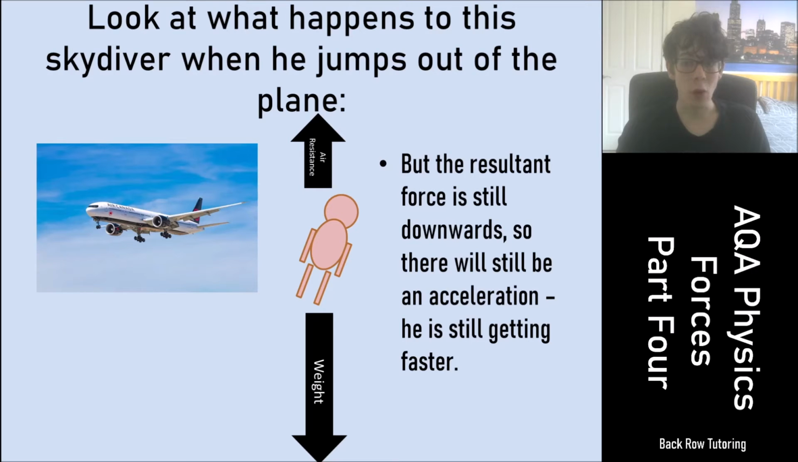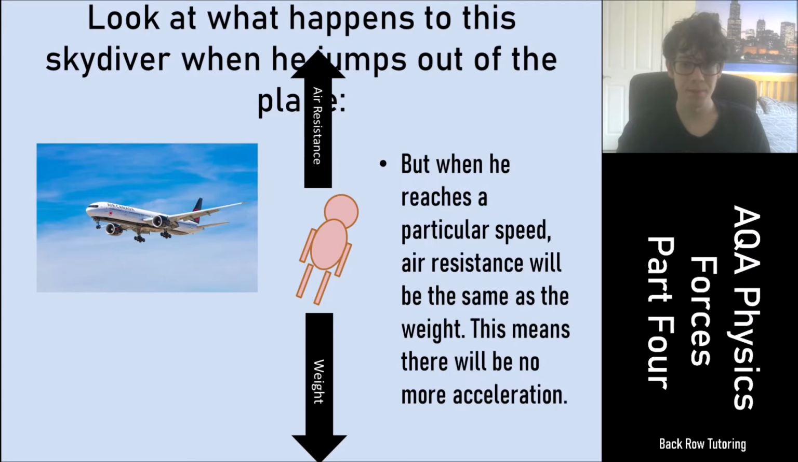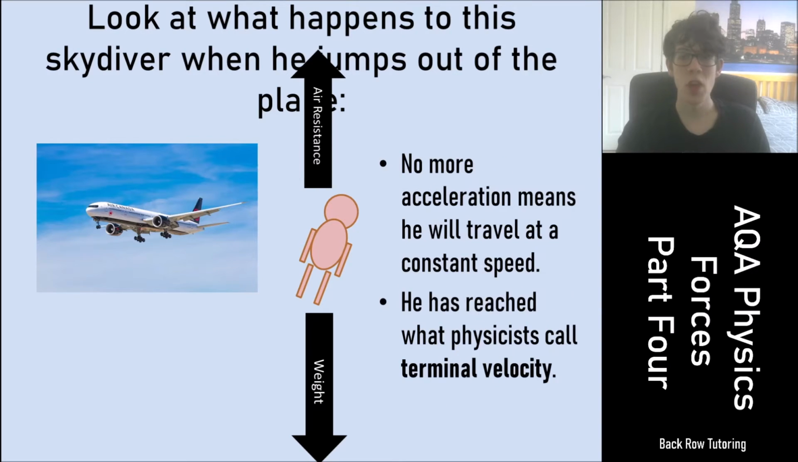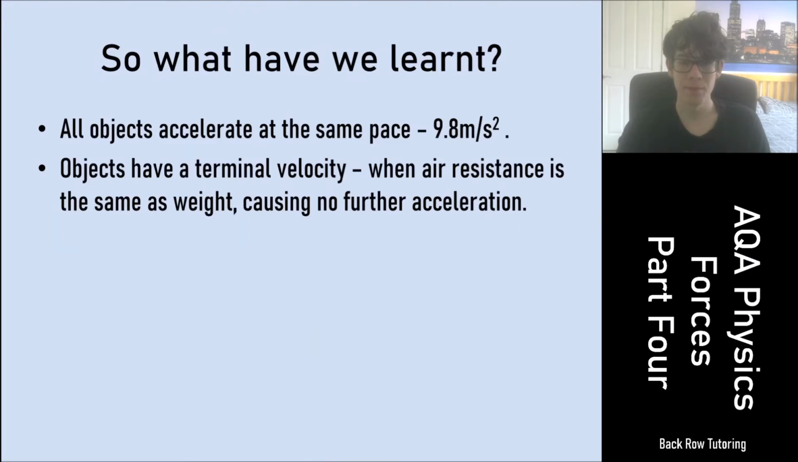But the resultant force is still downwards, so there will still be an acceleration. He is still getting faster. But when he reaches a particular speed, air resistance will be the same as weight. This means there will be no more acceleration, because remember, if there is no resultant force, there's no acceleration. No more acceleration means he will travel at a constant speed. He has reached what physicists call terminal velocity, and you do need to know that for the exam.